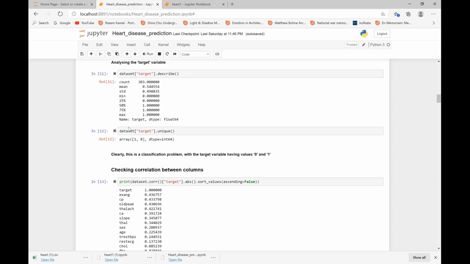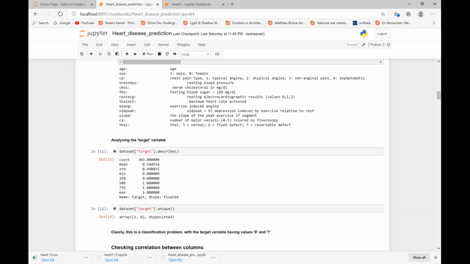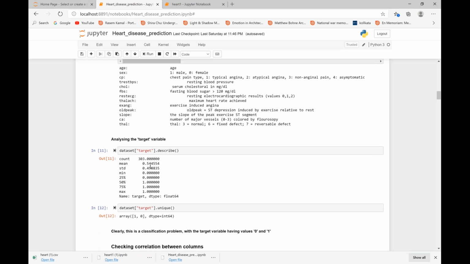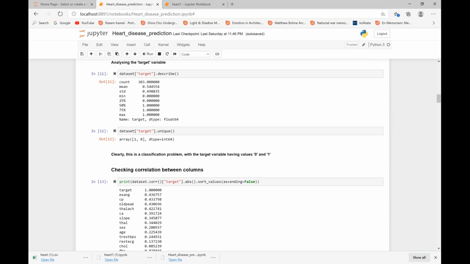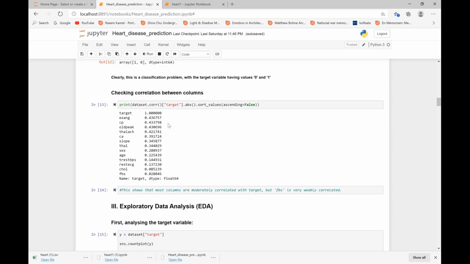And now here in the dataset, we can observe that the target values are usually zeros or ones. Hence, we are considering this to be a classification problem with target variable having 0 and 1. And we can also check the correlation between the columns. The correlation is used to determine the top 6 to 8 or the best attributes which we can use to predict heart disease.